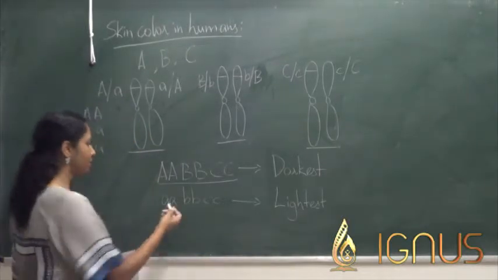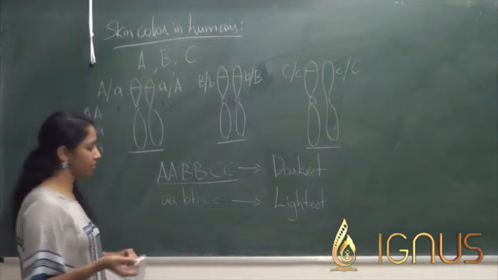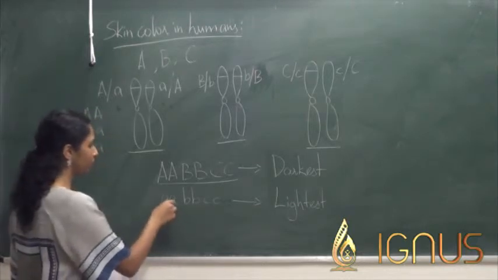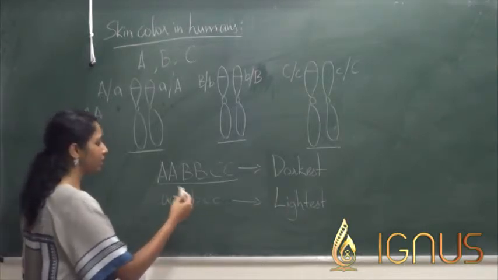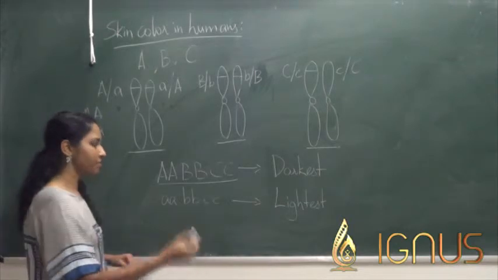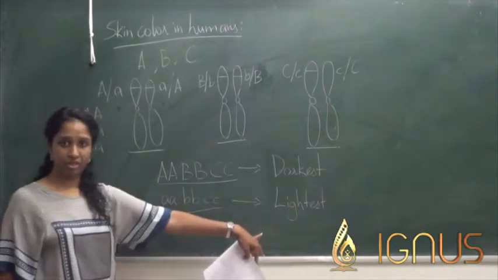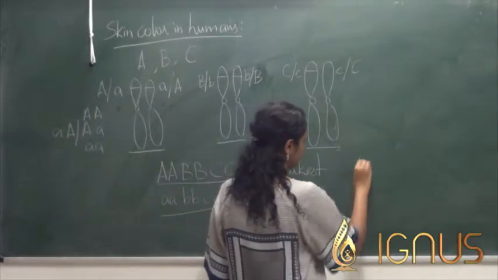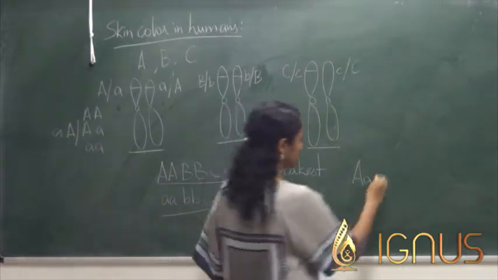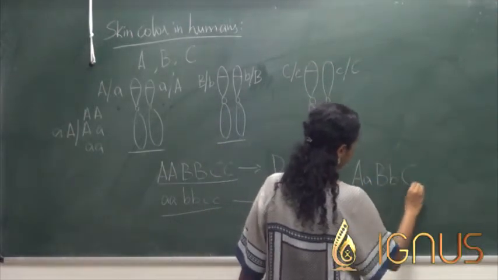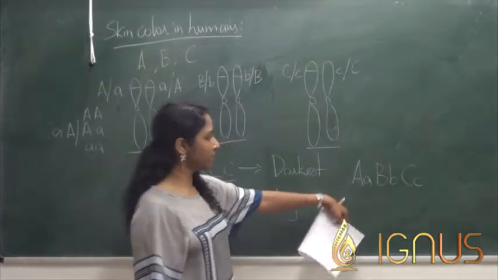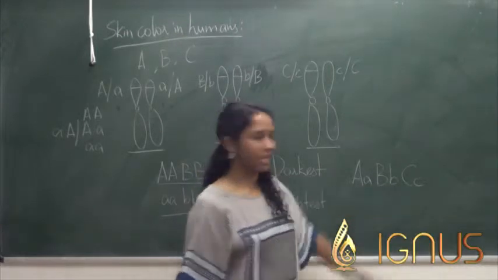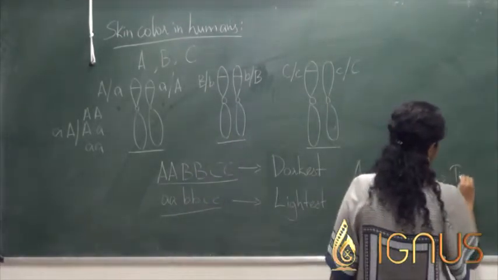Now the opposite of it, where all three of the genes A, B and C are homozygous recessive, so both alleles of A are recessive, both alleles of B are recessive, and both alleles of C are recessive, then you have the lightest skin color. Now if you have a mix and match, in the sense that you have one dominant and one recessive for each, a dominant A, a recessive a, a dominant B, a recessive b, a dominant C and a recessive c, then you are going to have an intermediate skin color.